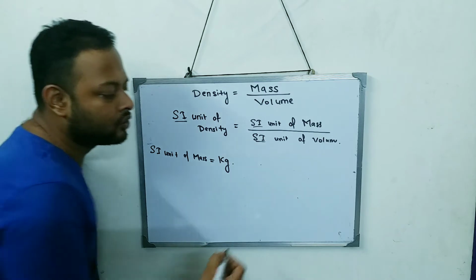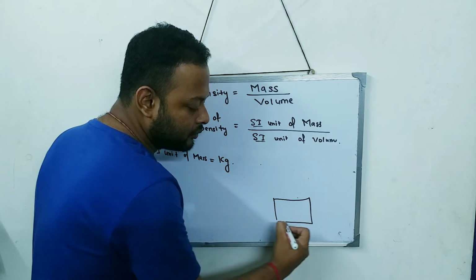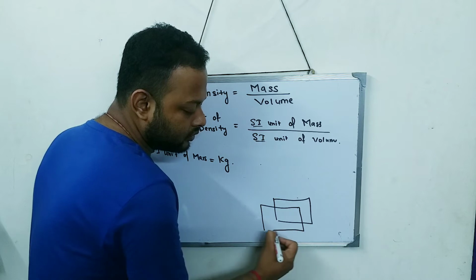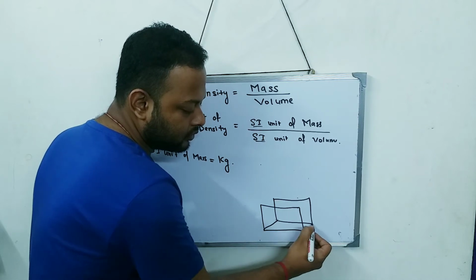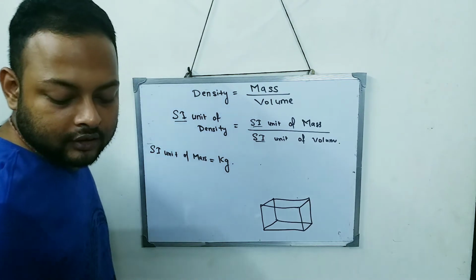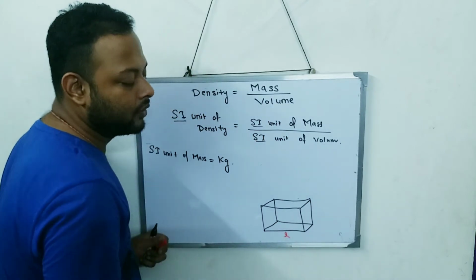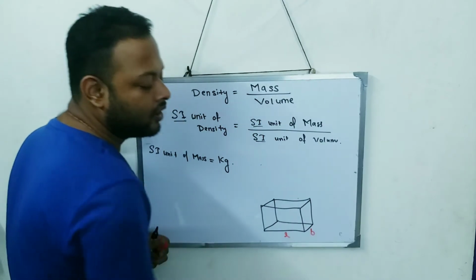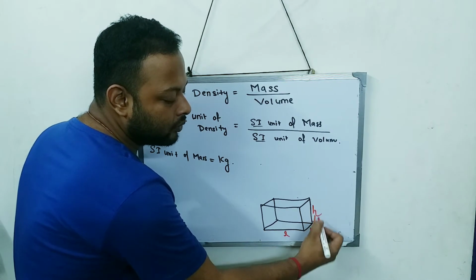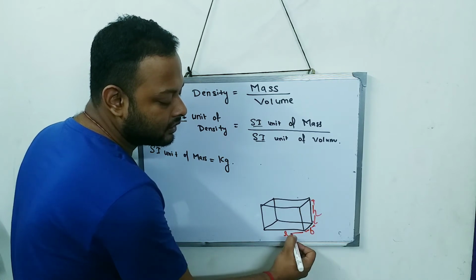For that, let's draw a volume like a cuboid. Suppose this is a cuboid. Now what we know, this is called the length of the cuboid. This we know is the breadth of the cuboid, and this part we know as the height of the cuboid. Okay, this is the height, this is the breadth, and this is the length. We know these things.